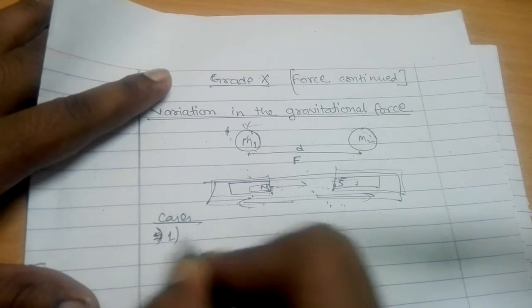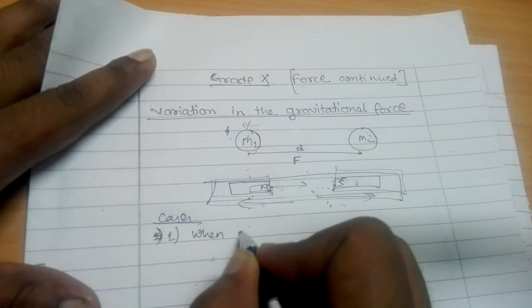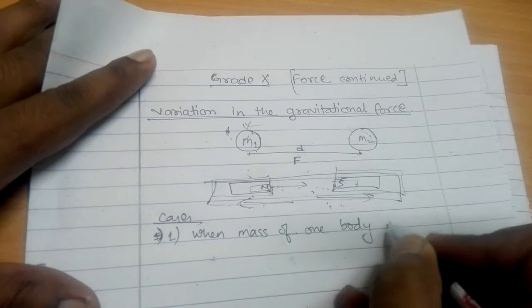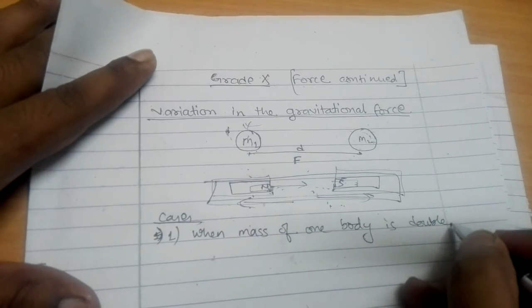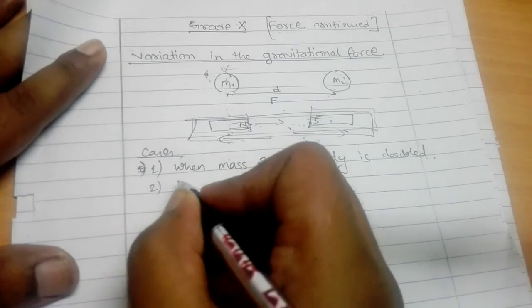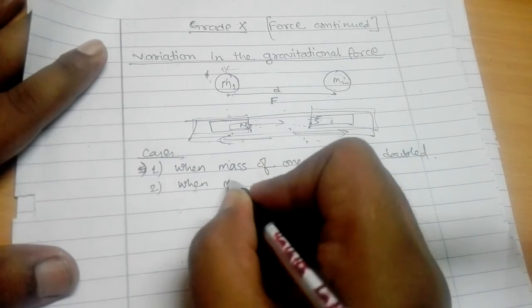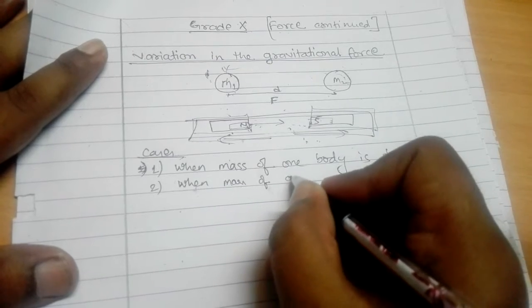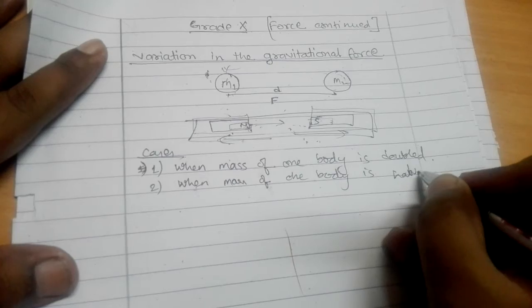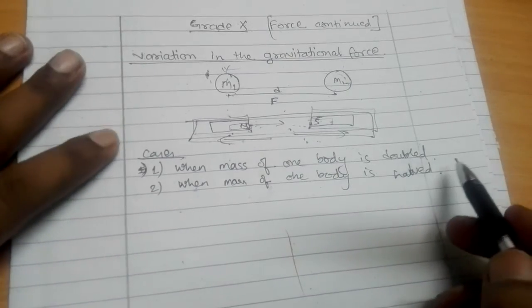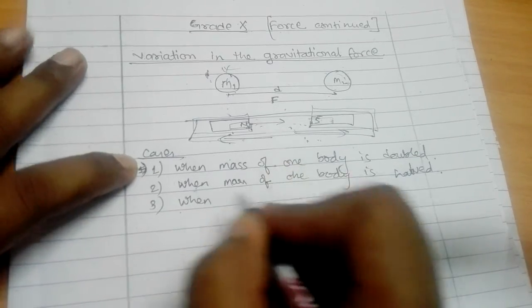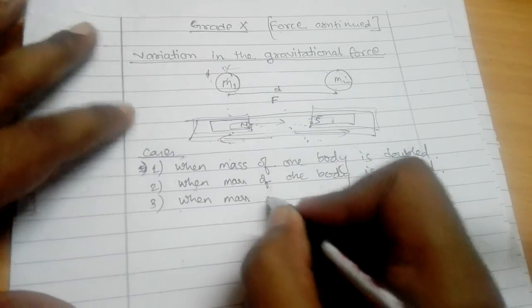Case number 1, when the mass of one body is doubled. What happens when the mass of one body is doubled? We are going to check that. And second one, please copy these questions, when the mass of one body is halved. Once you understand one of them, then you can easily do all of them. So I'm going to do only a few, not all. The rest you have to do.